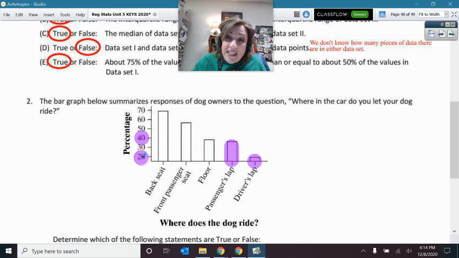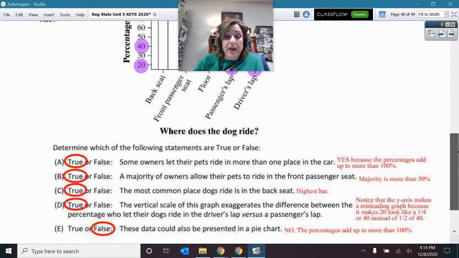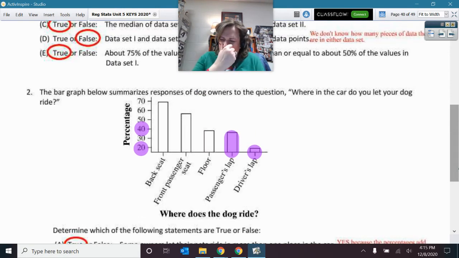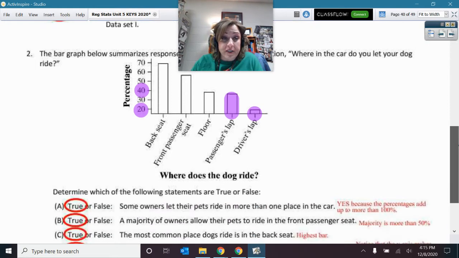Do you see how this scale starts at 20 instead of, say, starting at 0 and then going to 10 and 20 and then 30 and so on? So the driver's lap looks like 1/4 of the passenger's when it's really 1/2. That is exaggerating the difference between the percent of drivers with the dog in their lap versus the passenger's lap. So that's true. How about this data? Can it be in a pie chart? No, because it totals up to over 100%. So that cannot be in a pie chart.